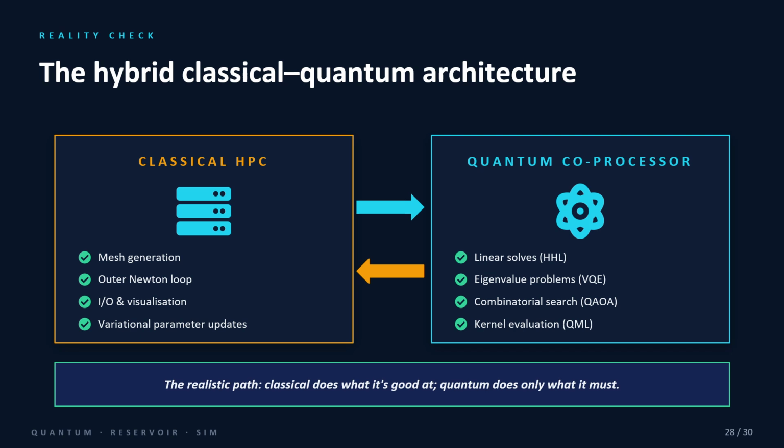Quantum processors may act as specialized coprocessors. They may be used for selected linear solves, eigenvalue problems, combinatorial search, or quantum kernel evaluations. This hybrid architecture is important because reservoir simulation is a complex workflow, not a single equation. Some parts are well suited to classical computing, while others may benefit from quantum acceleration. The key message is quantum computing should be used where it provides unique advantage, not everywhere. The realistic path is integration, not replacement.